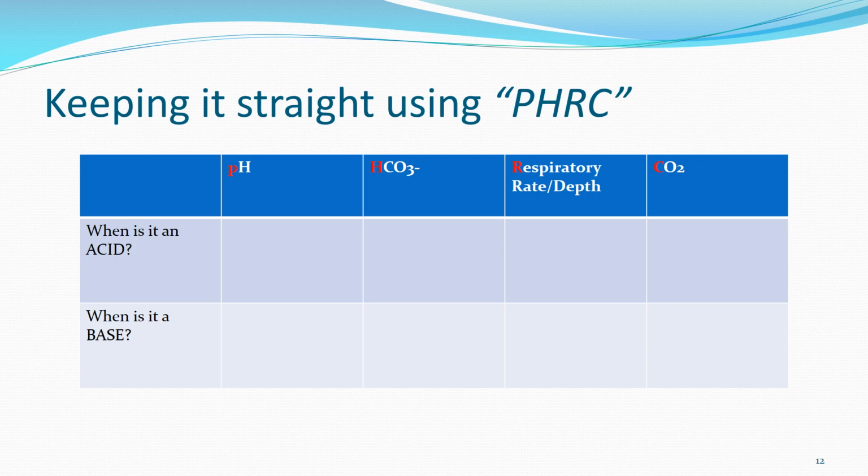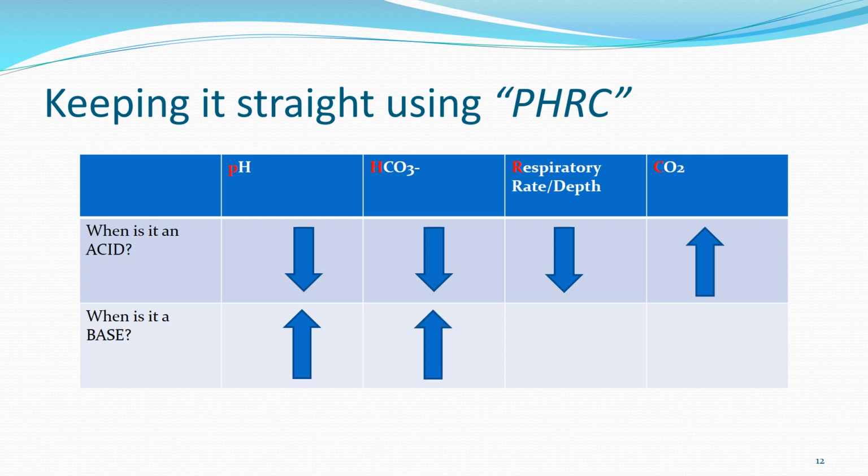So here you can see for acid, a low pH is acidic, a low bicarbonate level is labeled as acidic, a low or ineffective respiratory rate leads to acidosis, and a high CO2 leads to acidosis. And then for the base, a high pH is alkaline or basic, a lot of bicarbonate is labeled as basic, fast and deep or hyper-effective respiratory rates lower CO2 and cause alkalosis, and a low CO2 causes alkalosis as well. So with PHRC, if we do acid first, it's down, down, down, up, and for base, it's up, up, up, down.